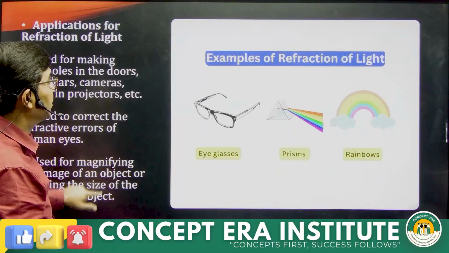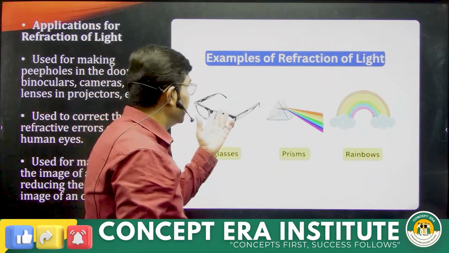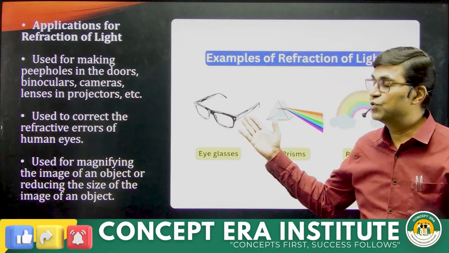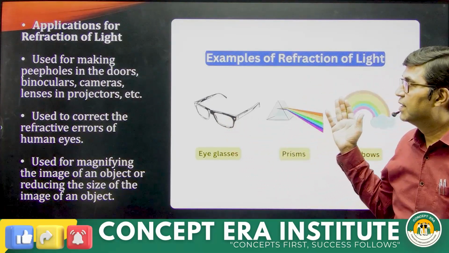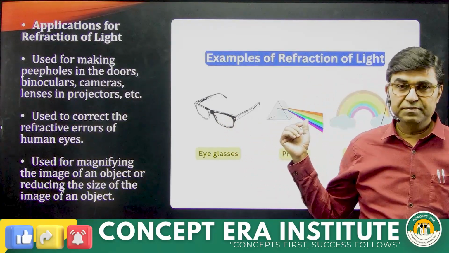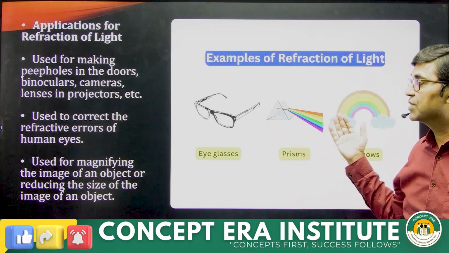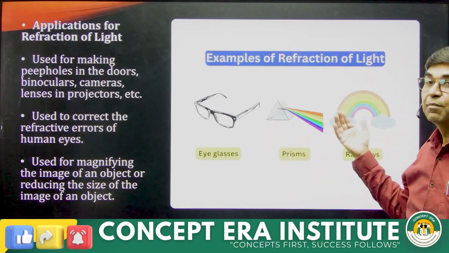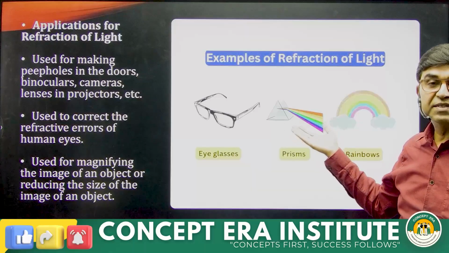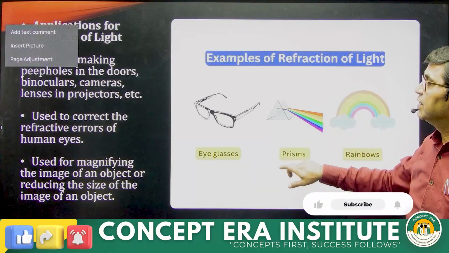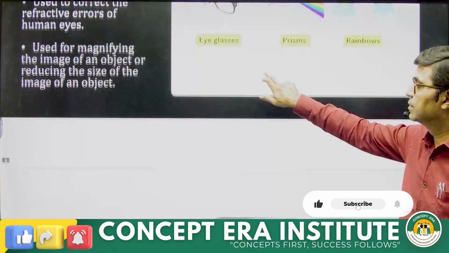Some examples of refraction of light: the spectacles that people use to correct their vision, binoculars, cameras, telescopes, magnifying glass, all these are examples of refraction of light.